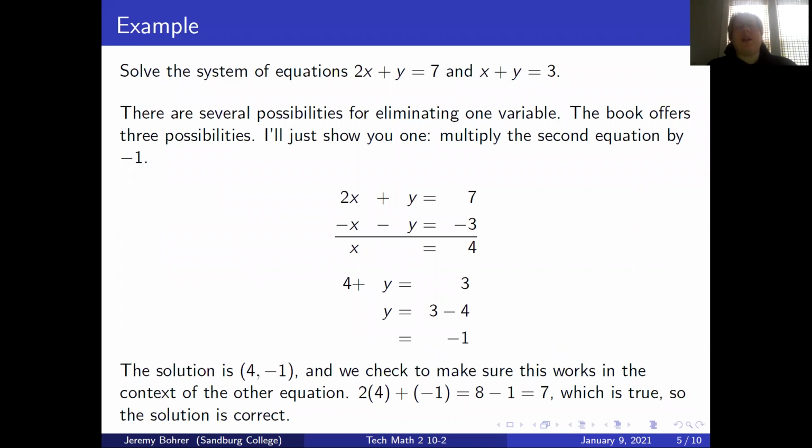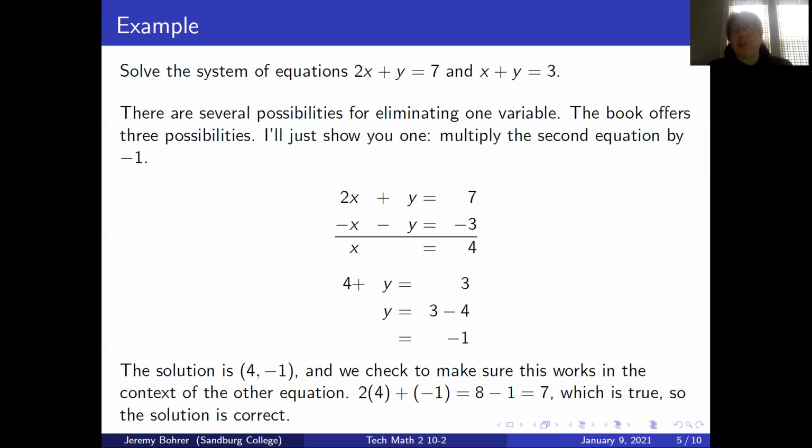So for example, we can solve the system of equations 2x plus y equals 7 and x plus y equals 3. There are several possibilities for eliminating one variable. We could multiply the second equation by -2 and eliminate the x's. We could multiply the first equation by -1 and eliminate the y's. We could multiply the second equation by -1 and eliminate the y's. I'm going to do that. I'm going to multiply the second equation by -1.